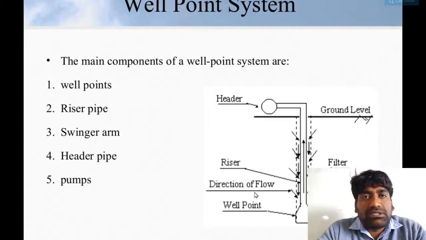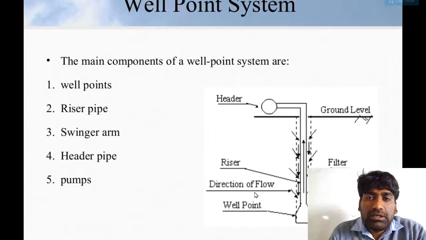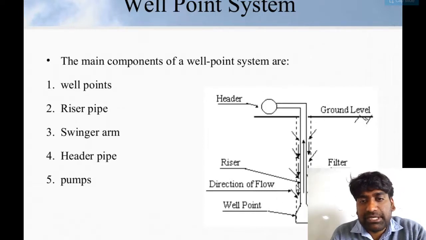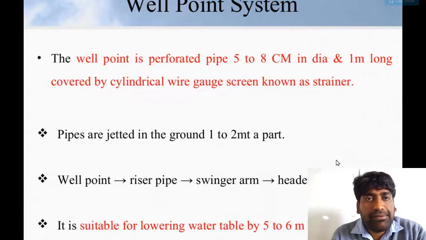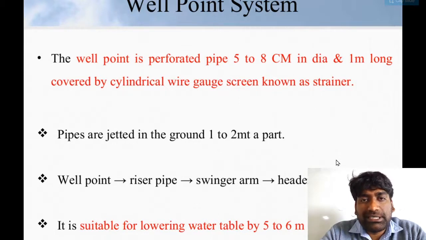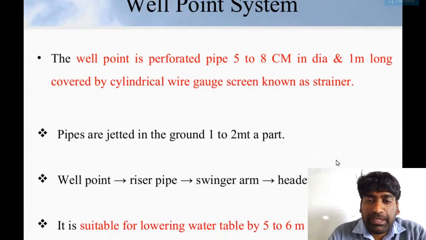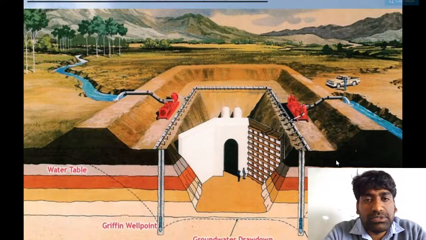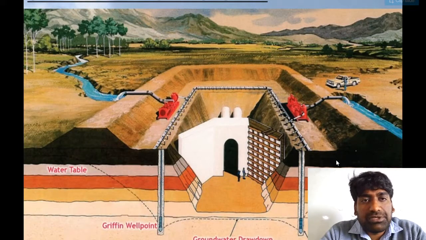Now I would like to discuss the well point system. The main components of the well point system are well point, riser pipe, springer arm, header pipe, and pumps. This is the ground level. In the well point system, in the direction of flow, a riser and filter are provided. The well point is a perforated pipe 5 to 8 centimeter in diameter and 1 meter long, covered by a cylindrical wire gauze screen known as a strainer. Pipes are jetted into the ground 1 to 2 meter apart. Well point, riser pipe, springer arm, header: it is suitable for lowering water by 5 to 6 meter in soil. So this is the way a single well point system is maintained.